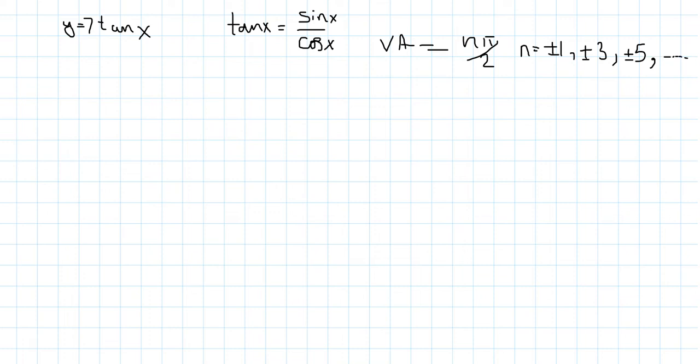So my first vertical asymptote is on minus pi over 2 because the n is positive negative 1. The second is on pi over 2 and minus 3 pi over 2, sorry, and 3 pi over 2. These are my vertical asymptotes. Let's draw the graph.